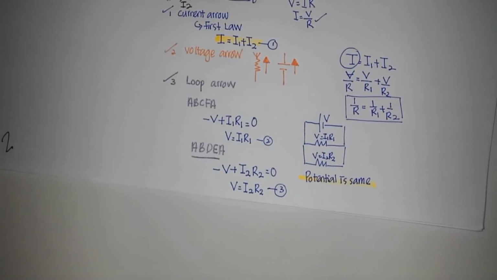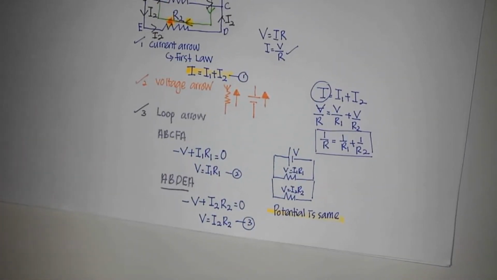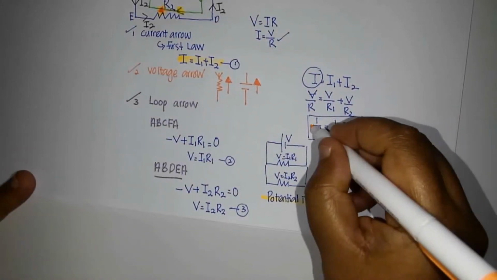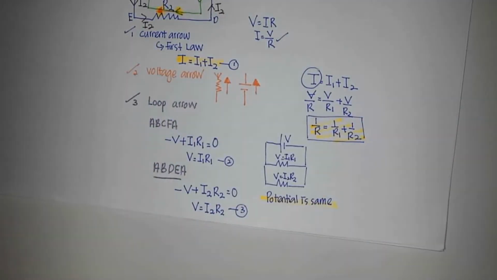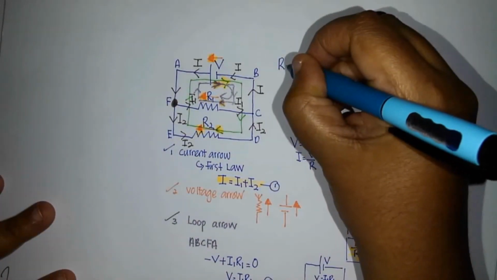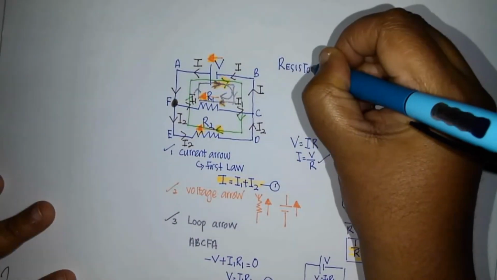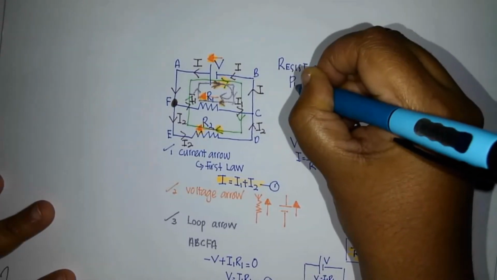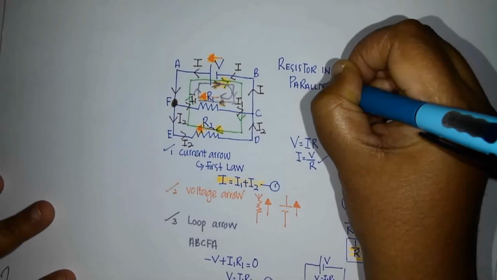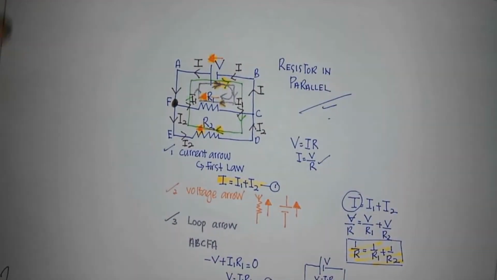So that's why class, when you studied in Form 5, you studied all this important concept, but actually they are all derived from Kirchhoff's laws. So this is one of the applications of Kirchhoff's law. They are applied in the derivation of the expression for the equivalent resistance of resistors connected in series and also in parallel. So this is resistors in parallel. Okay, thank you class.